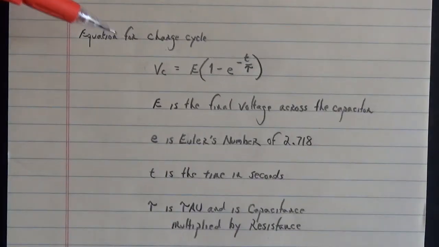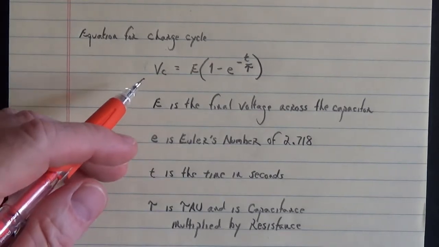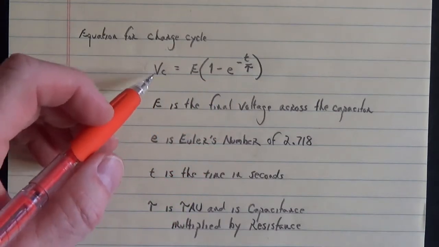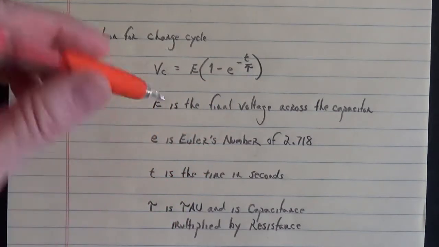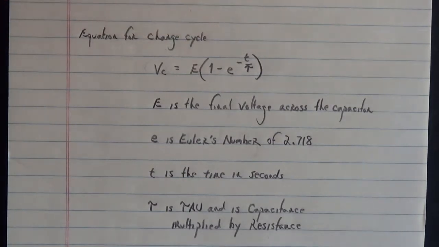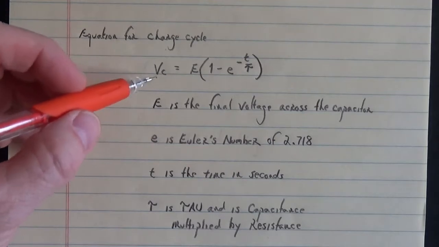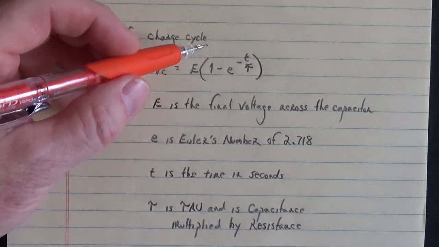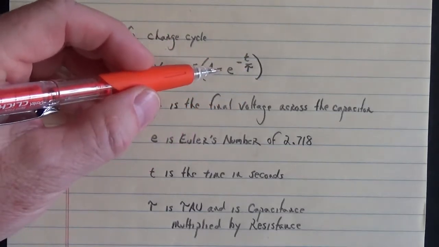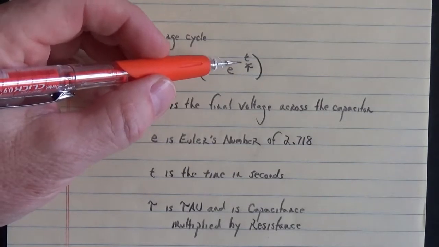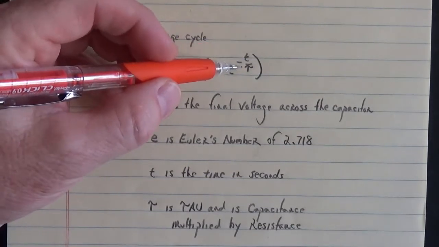Here's another equation that you can use. This equation right here will tell you the voltage across that capacitor at this instance in time. The voltage across the capacitor is equal to E in parentheses 1 minus e raised to the negative t over tau.